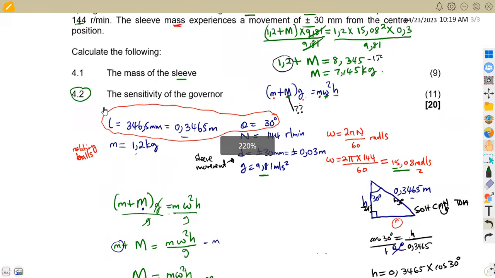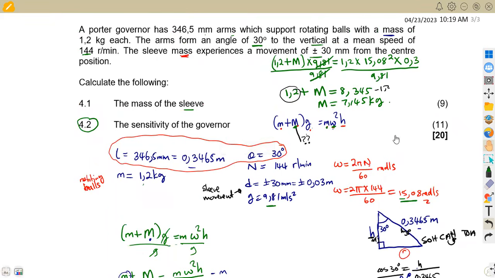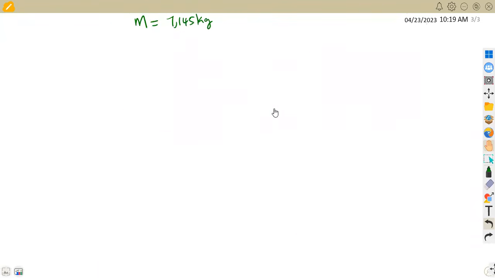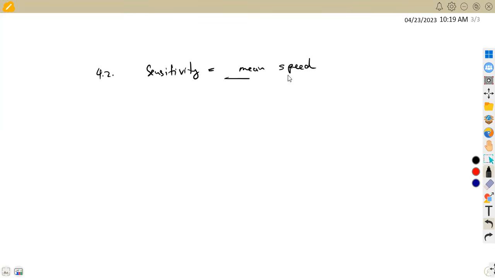Then on 4.2, we are now given to calculate the sensitivity of the governor. That is 11 marks for that. Okay, how are we going to obtain the sensitivity in this case? Remember, I referred also to this one, sensitivity, our formula to say that the sensitivity is given from this formula. So that is 4.2. In this case, we've got our sensitivity, which is equivalent to the mean speed over the higher speed minus the lower speed.